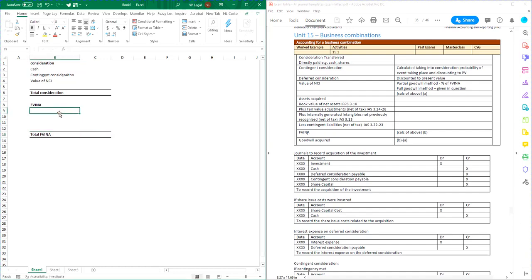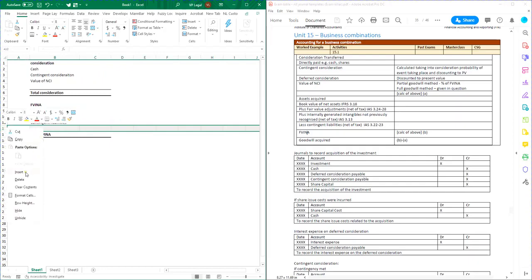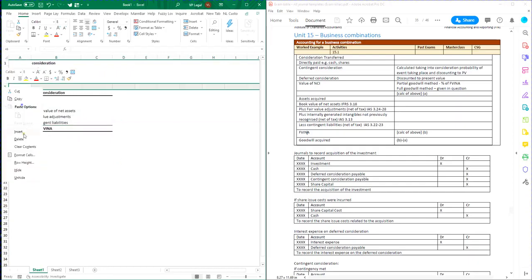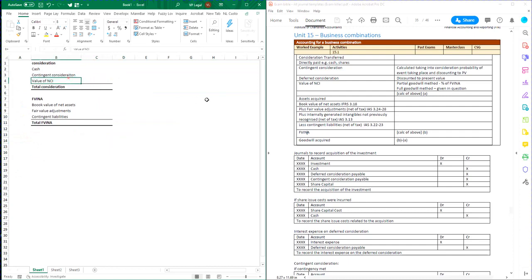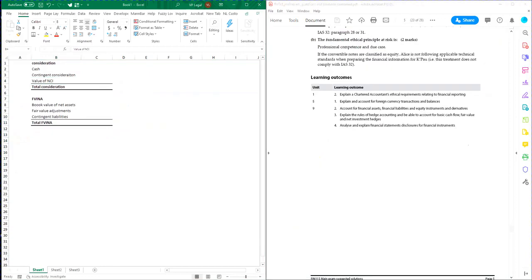So to calculate for VINA, we need the book value of net assets. We need fair value adjustments. We need contingent liabilities. That should get us to VINA. If we can figure out those two, we should be able to answer this question. Okay, so let's pull up the exam paper over here.